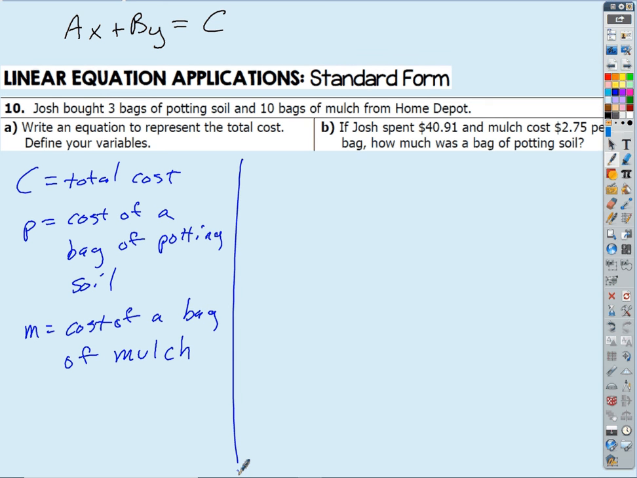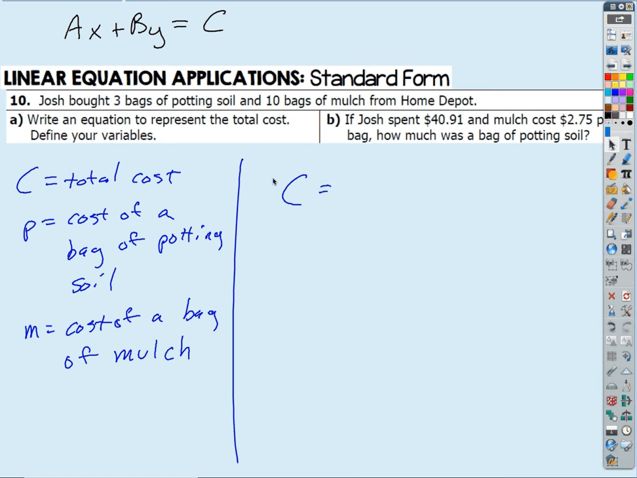So overall cost, in this case C, is going to equal something times one input plus something times another input. So in this case, BP plus 10M. Let me move this down just a little bit. Okay, so what about the potting soil? He's buying 3 bags of potting soil, and each bag costs P. So what's the total cost of all the potting soil?